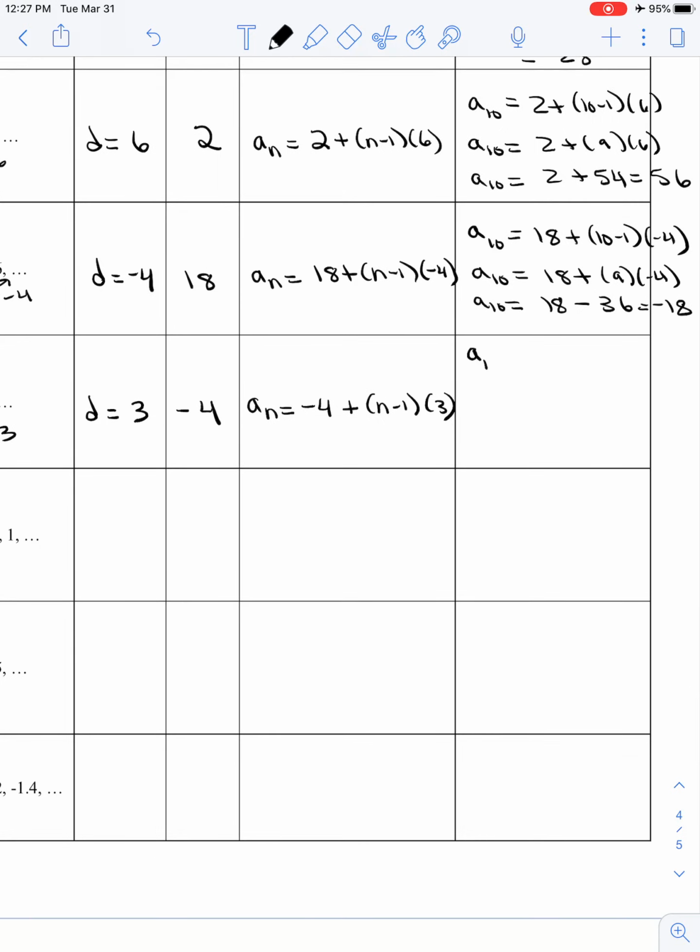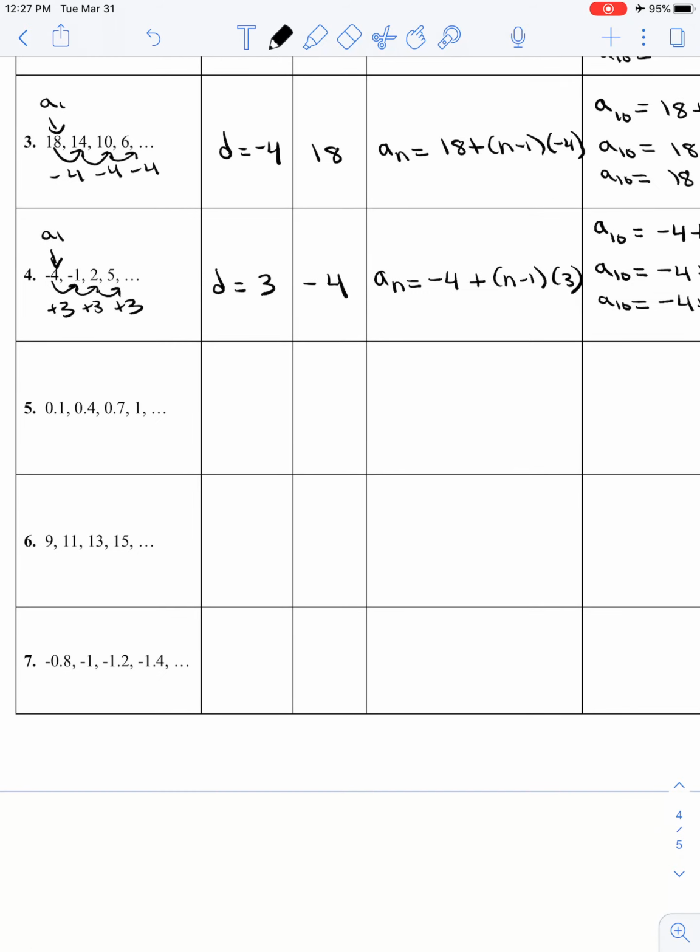And now I want to find the value of my 10th term. So to find my 10th term, it's -4 plus 10 minus 1 times, oops, it's not letting me put that parenthesis there, times 3. So -4 plus 9 times 3. So 9 times 3 is 27. So -4 plus 27 is 23. So my 10th term would be 23.